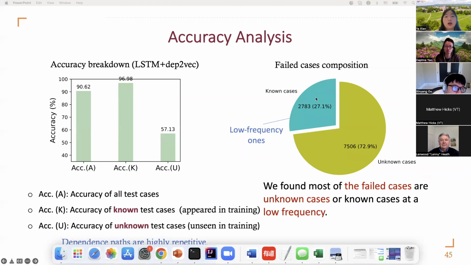By tracking the composition of the failed cases, we also found that the majority of the failed cases are unknown cases, together with the known cases that occur at a low frequency in training sequences. By frequency, we mean how many times these API dependence paths have appeared in the entire data set. We do find that there are some paths more common in the training sets. This can be understood as there are some coding patterns more likely to be used by developers. However, these low frequency ones are also important as we care about the correctness of our suggestion.